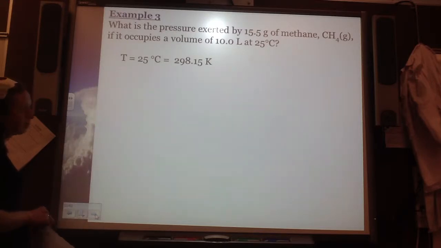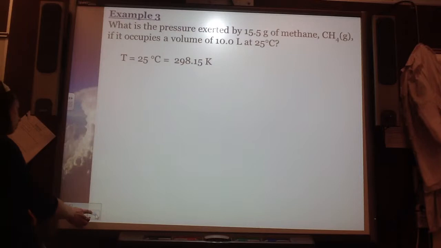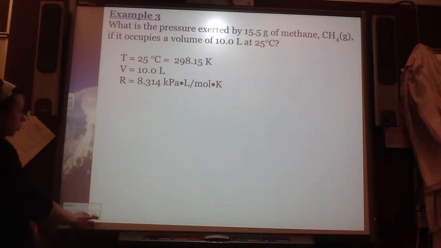Convert that into Kelvin, it is 298.15 Kelvin. V is 10 liters. R is 8.314. We're told our mass is 15.5 grams.